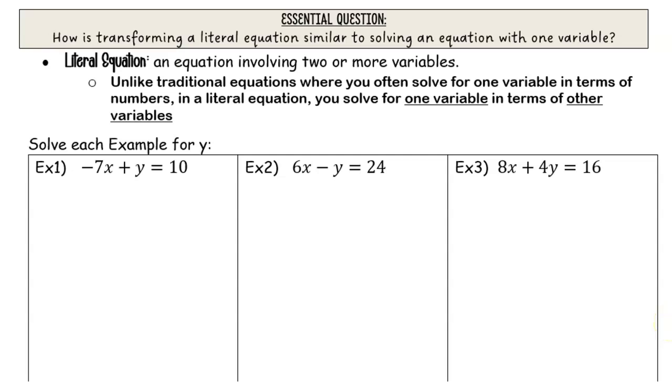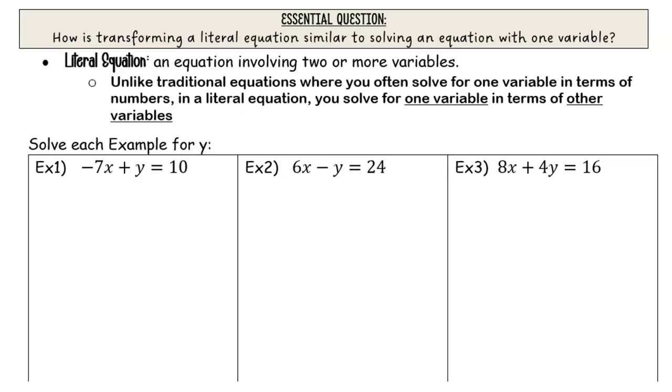So today we are going to be looking at transforming literal equations. And a literal equation is just an equation that involves two or more variables. Today, all of our equations are just going to involve two variables, and they will be the variables x and y. And our goal is going to be to rewrite the equations so that y is isolated.